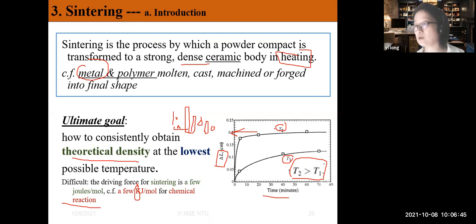So we know that with higher temperature, you're going to have higher density. The ultimate goal is how we can make this more densified at lower temperature. There are all sorts of skills and tricks we can learn later. Okay, so let's continue.